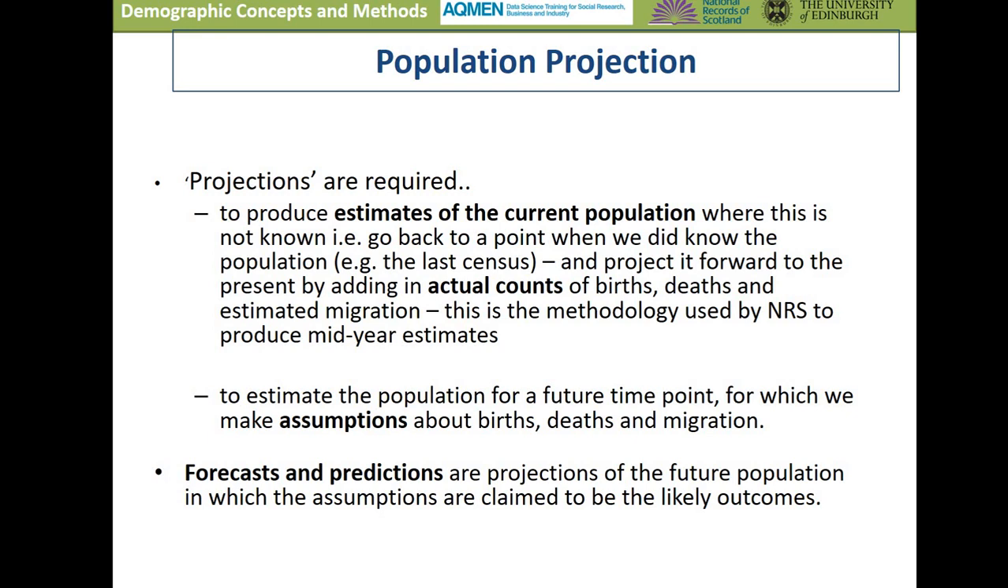To estimate the population for a future time point, we have a distinction between this approach of estimating the current population, in that here we have to make assumptions about births, deaths and migration. We don't have direct data estimates on these things. We need to make a prediction about how they will change in the future. So forecasts or predictions are projections of the future population in which the assumptions are claimed to be likely outcomes.